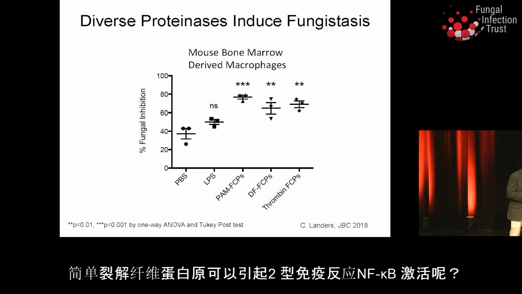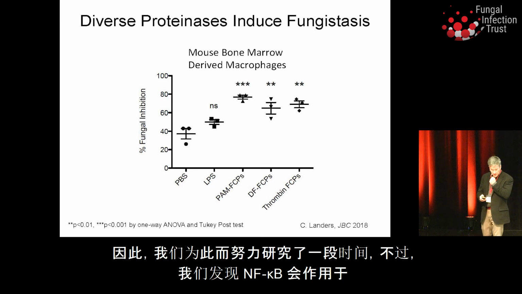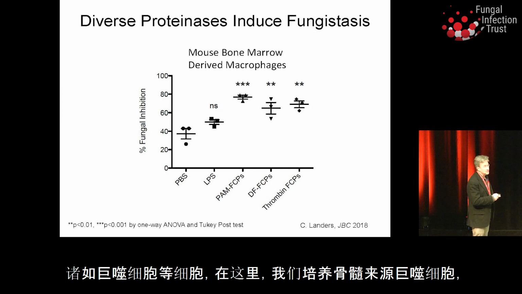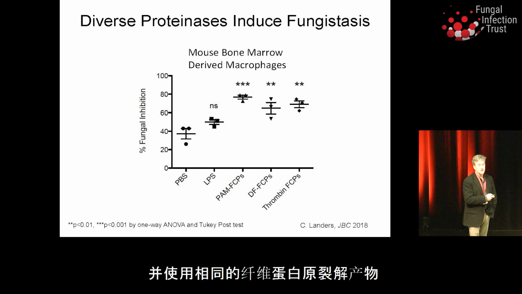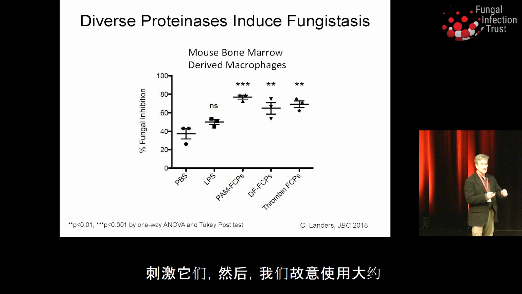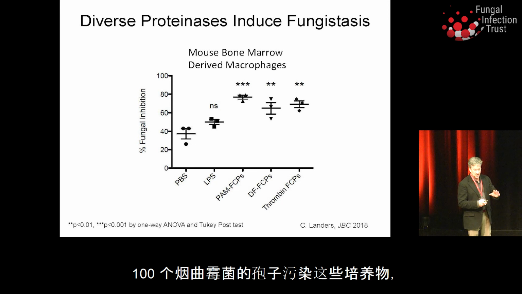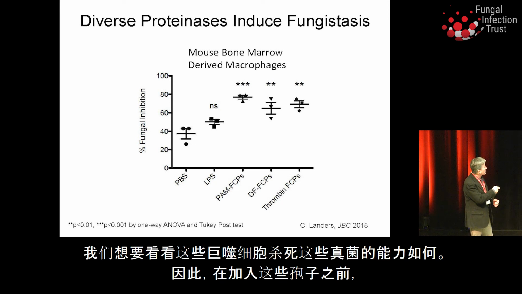What about that NF-kappa B activation? So we struggled with this for a while, but it turns out what NF-kappa B is doing is acting on cells like macrophages, and here we're culturing bone marrow-derived macrophages, and we're stimulating them with those same fibrinogen cleavage products. And then we're deliberately contaminating these cultures with about 100 spores of Aspergillus fumigatus, and we're looking to see how well these macrophages then kill those fungi.